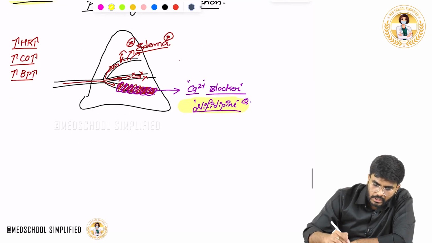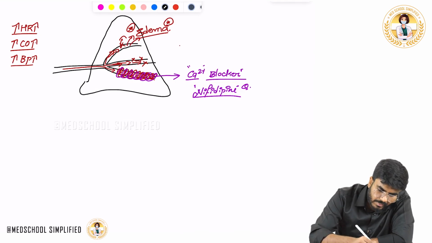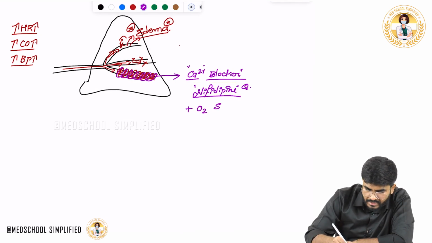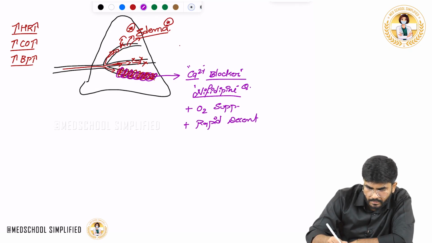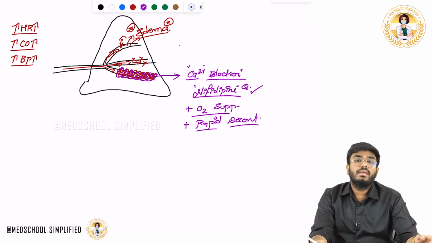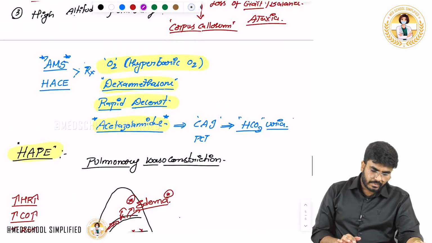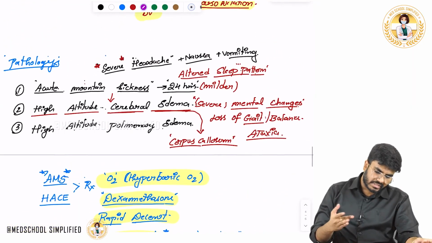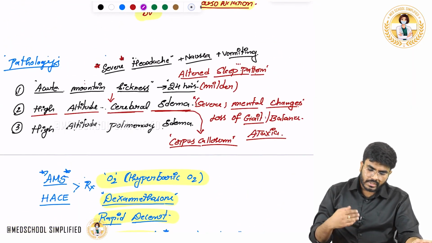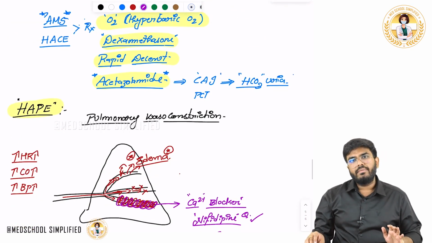Nifedipine MCQ. Also to this person, you can use hyperbaric oxygen supplementation and rapid descent. So nifedipine is given for high altitude pulmonary edema. With this, the pathologies seen in the high altitudes, that is acute mountain sickness, high altitude cerebral edema, and high altitude pulmonary edema, their problems and their treatments I have discussed.